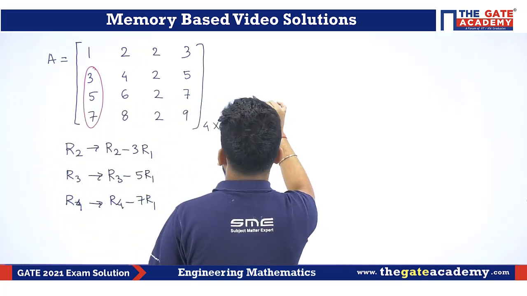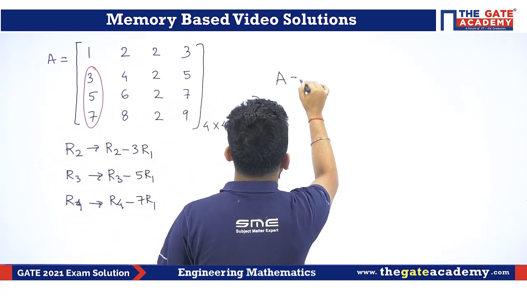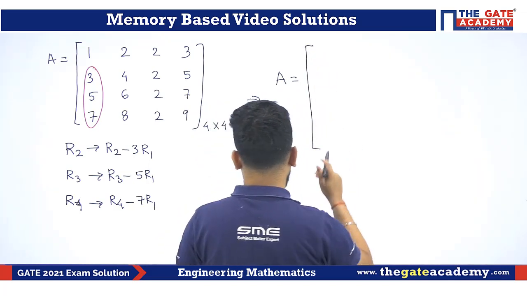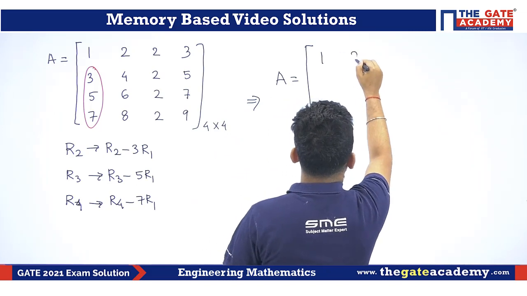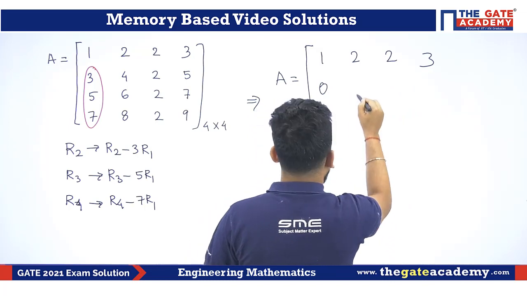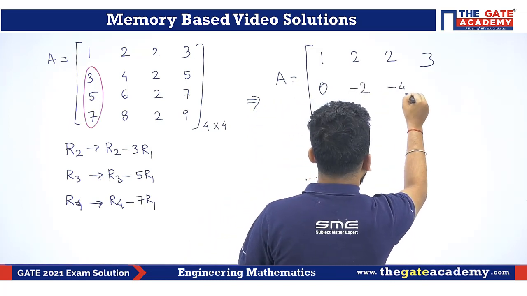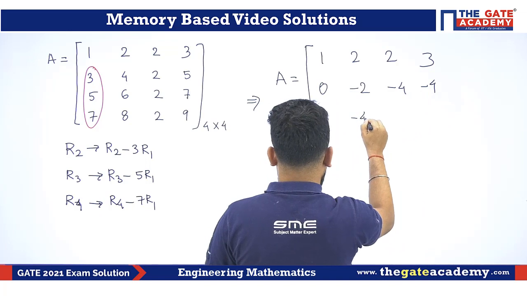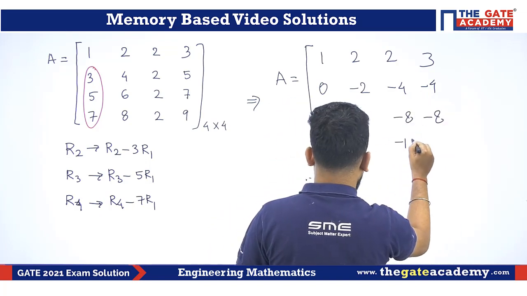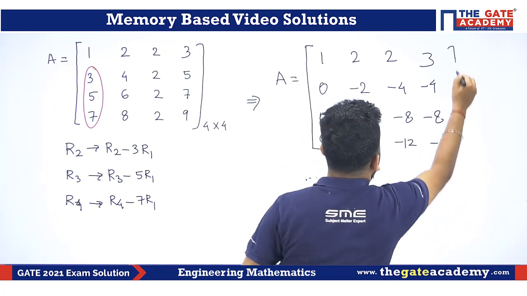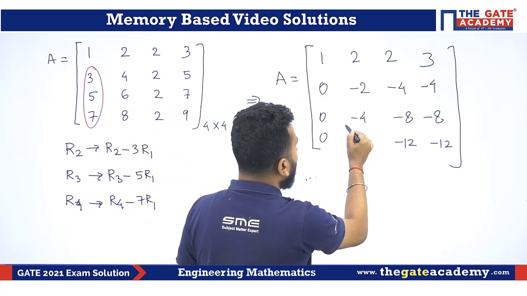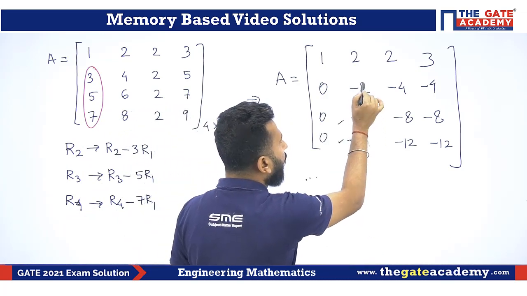Now I am directly writing the matrix. What is my transformed matrix? The transformed matrix is, wait, I have solved it, so let me write it directly. It is 1, 2, 2, 3, and this will be 0, 0, 0. Again it will be minus 2, minus 4, minus 4. Again it is minus 4, minus 8, minus 8, minus 6, minus 12, minus 12.